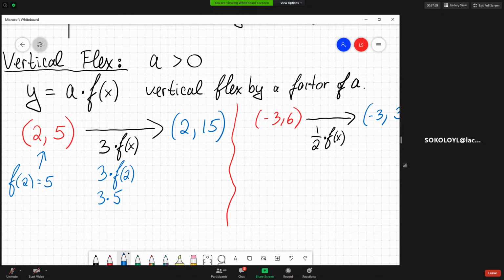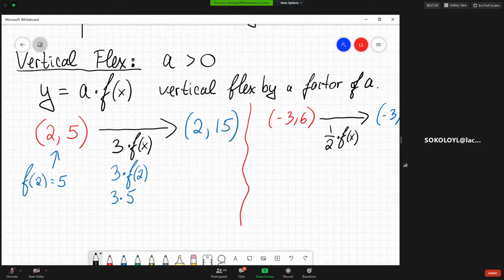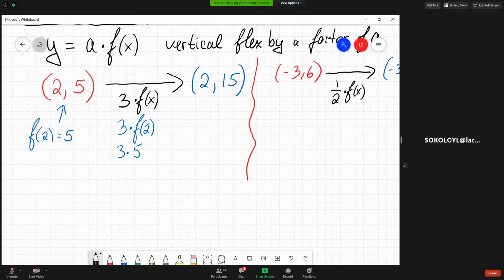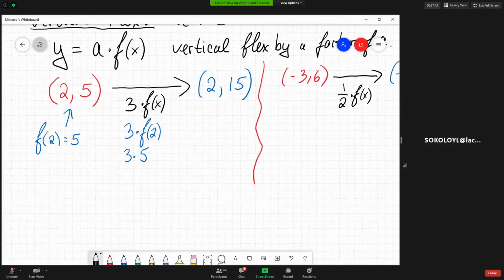Shrunk, I don't know, compressed. So I'm just going to refer to them as flex, and then depending on the value of a, you'll see that they can get stretched out or shrunk. So that's vertical. Horizontal is a little bit different.